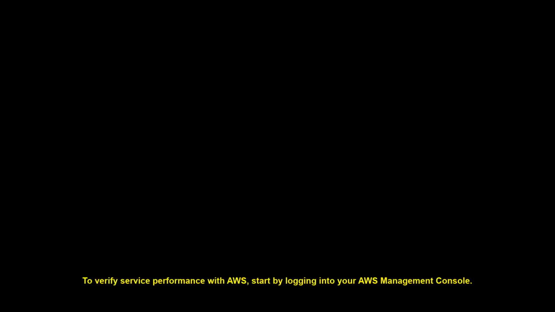To verify service performance with AWS, start by logging into your AWS Management Console. Navigate to the AWS Services menu. Select the service you want to analyze, like Amazon EC2 or Amazon RDS.